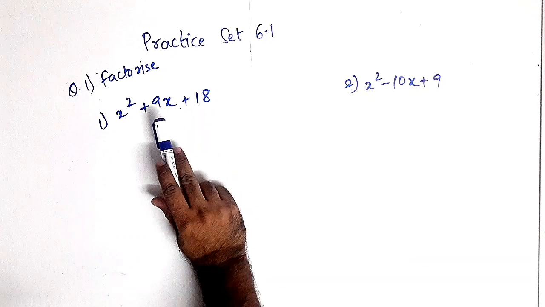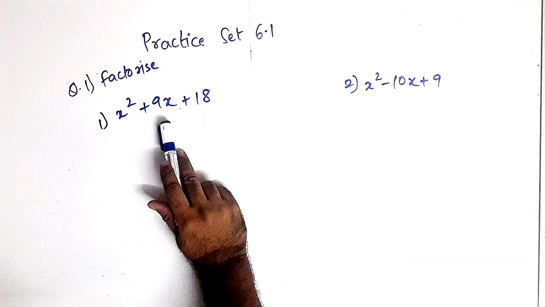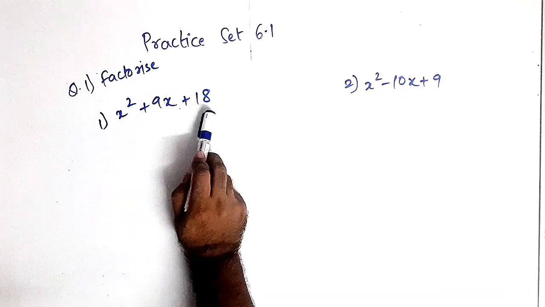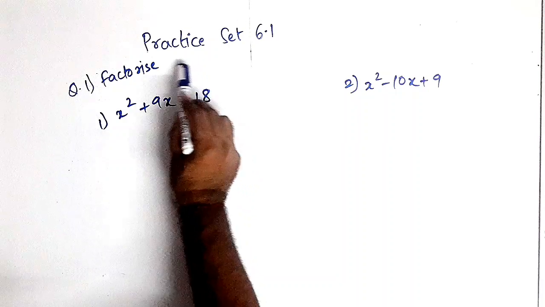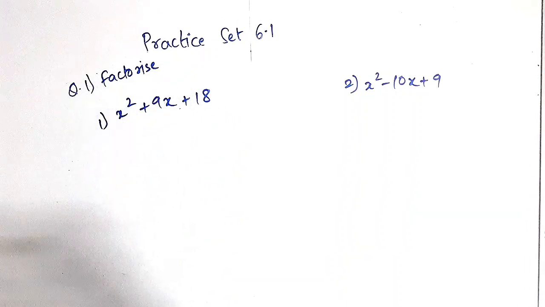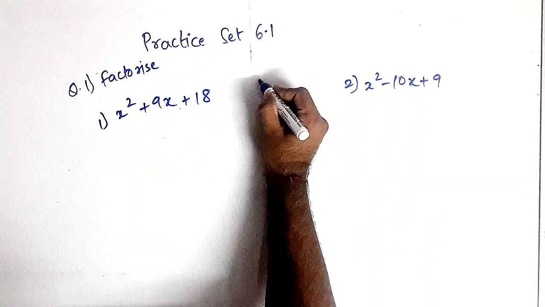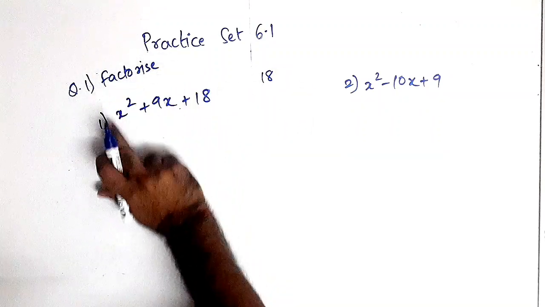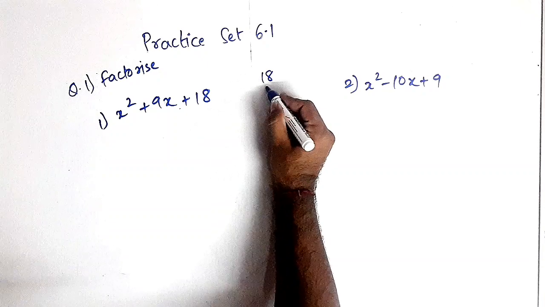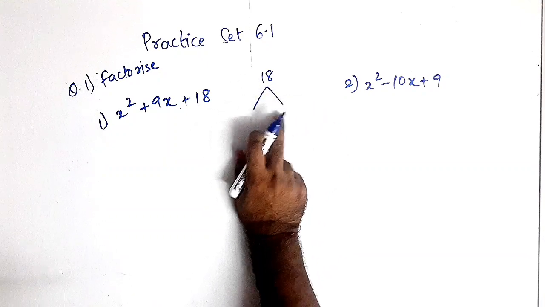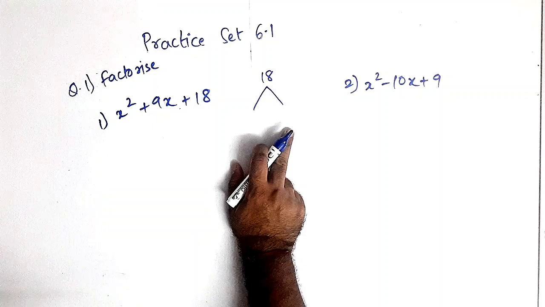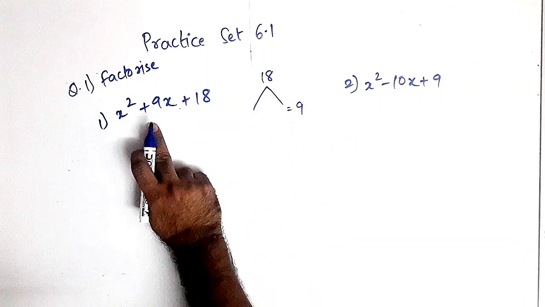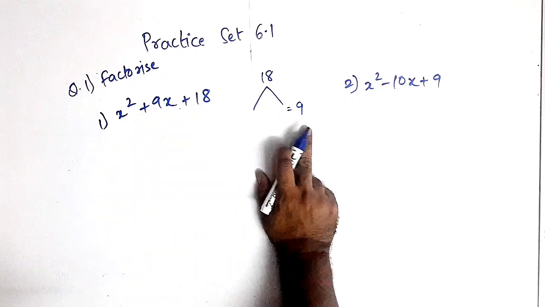The middle term you will call the sum, and the first and the third term you will call the product. Your coefficient is 1. What is 18 ones? 18 ones is 18. So you will write the product here, the first and third term product, and you will tell me the factors of 18 such that we get the middle term as the sum.